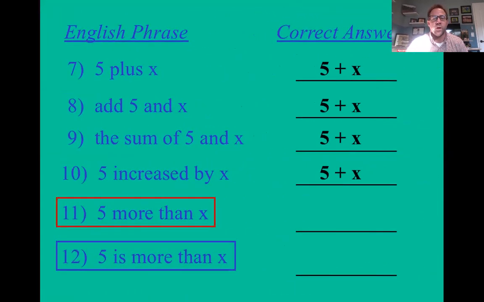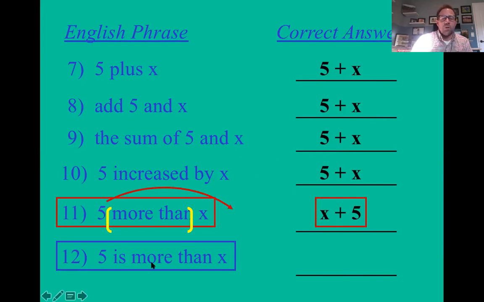Okay, so now let's try number 11. 5 more than x. So there's our "more than." That tells us the 5 is going to go to the back of the expression. So we're going to start with x plus 5. Okay. All right, now number 12 is even trickier.